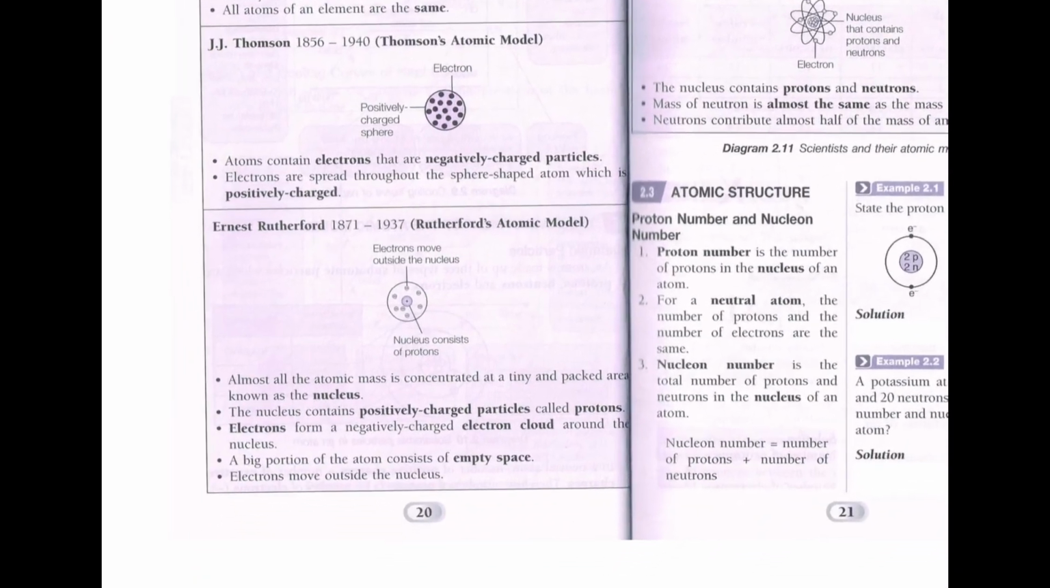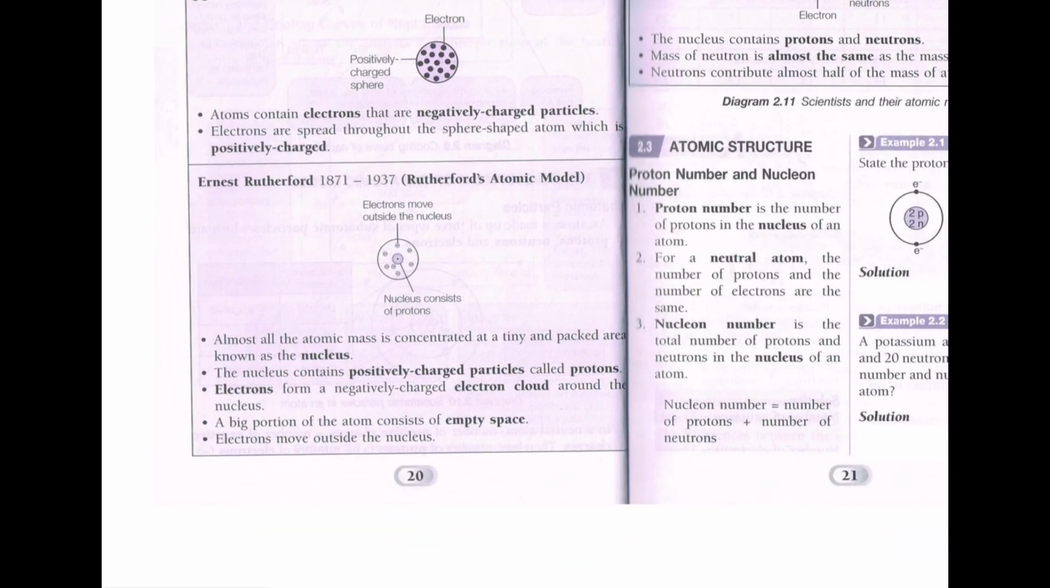Then the third scientist, Ernest Rutherford. Now, this scientist discovered the nucleus. He said there is a positively charged nucleus, and in the nucleus there are protons. The electrons are negatively charged. So the electrons form an electron cloud. Electron cloud is the region with electrons. This electron cloud is surrounding the nucleus.